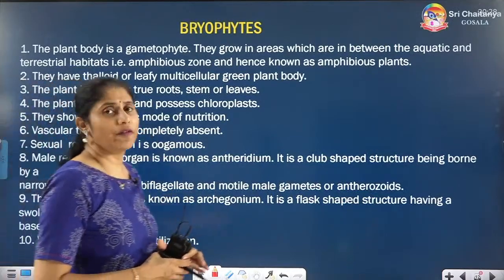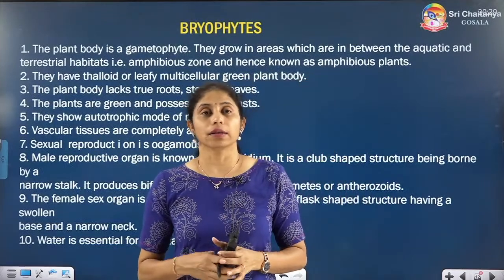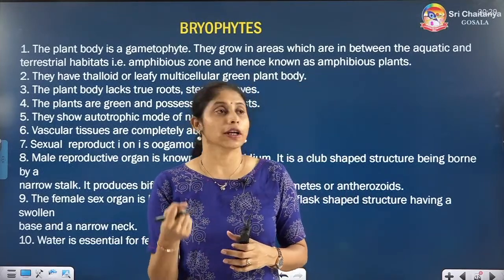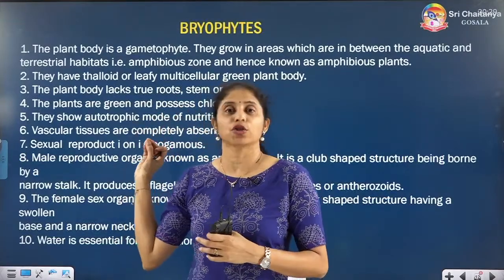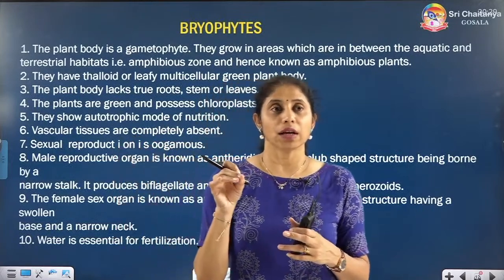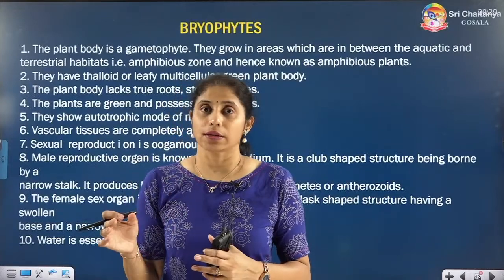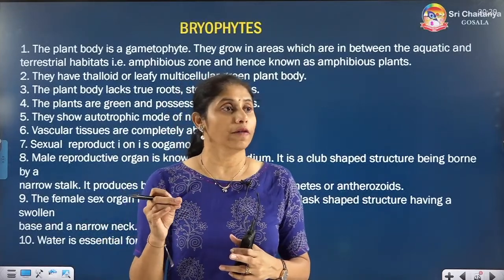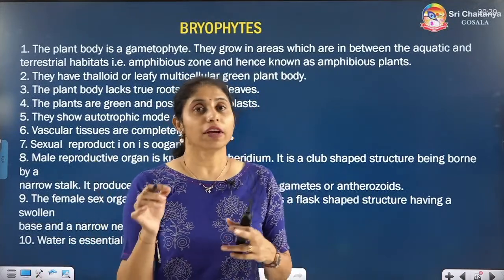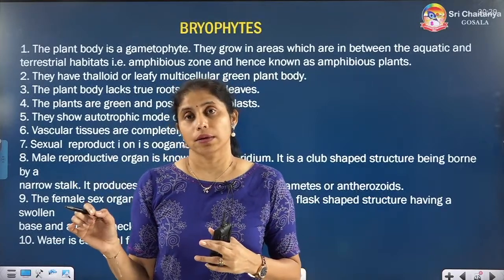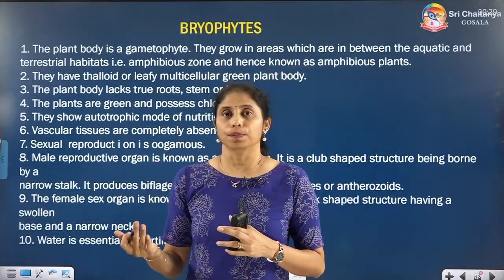These prefer to stay near water bodies, because to complete their life cycle they need water. They require water for reproduction, fertilization. They stay near water bodies because they are the first actual land plants. As they need water, these plants are called amphibious plants. I hope you all know the meaning of amphibians, which can live both on land and in water. So these bryophytes have a nickname, amphibious plants, meaning they can live both on land and in water.